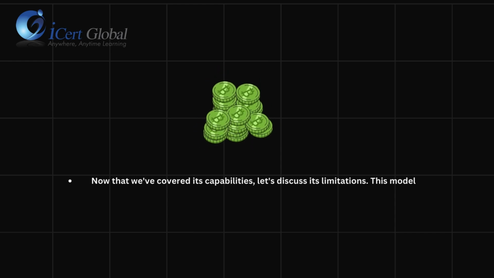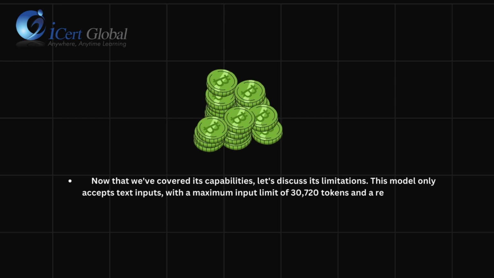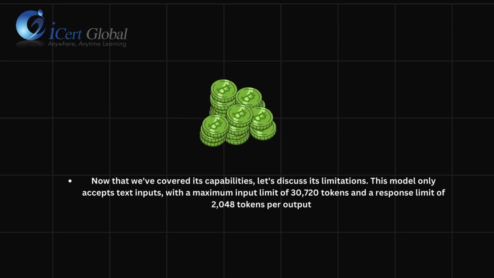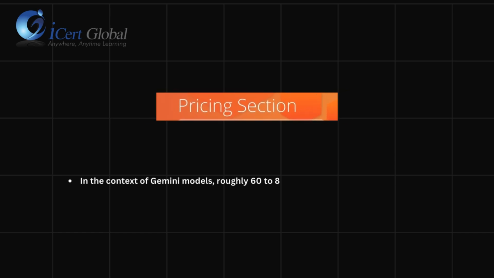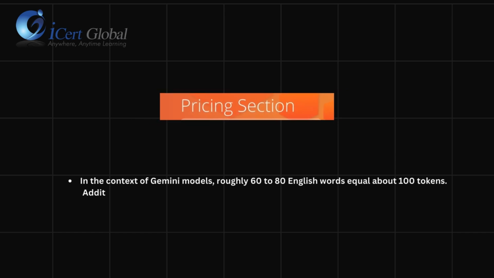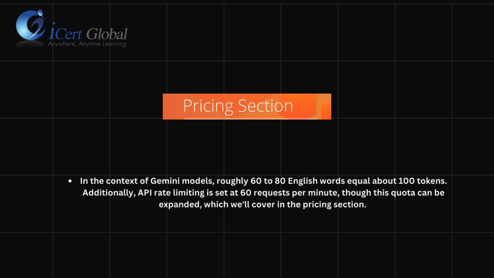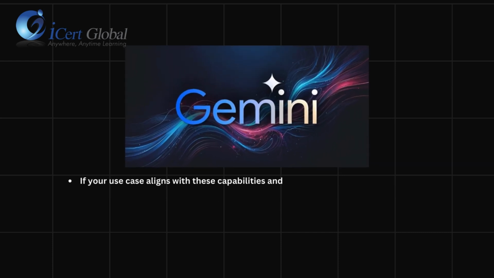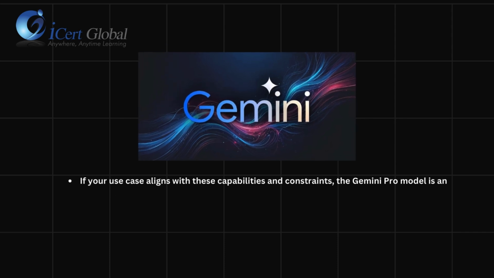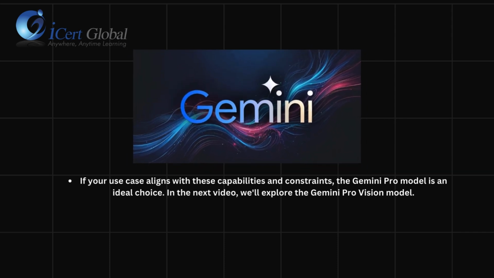This model only accepts text inputs, with a maximum input limit of 30,720 tokens and a response limit of 2,048 tokens per output. In the context of Gemini models, roughly 60 to 80 English words equal about 100 tokens. Additionally, API rate limiting is set at 60 requests per minute, though this quota can be expanded, which we'll cover in the pricing section. If your use case aligns with these capabilities and constraints, the Gemini Pro model is an ideal choice. In the next video, we'll explore the Gemini Pro Vision model.